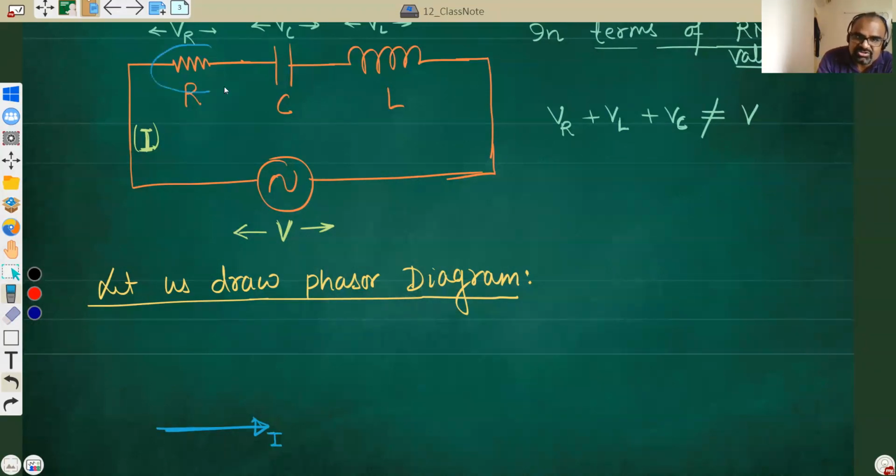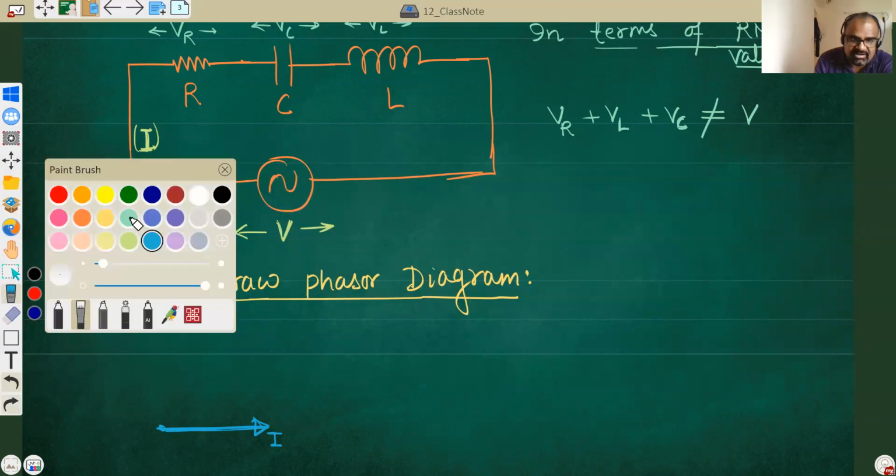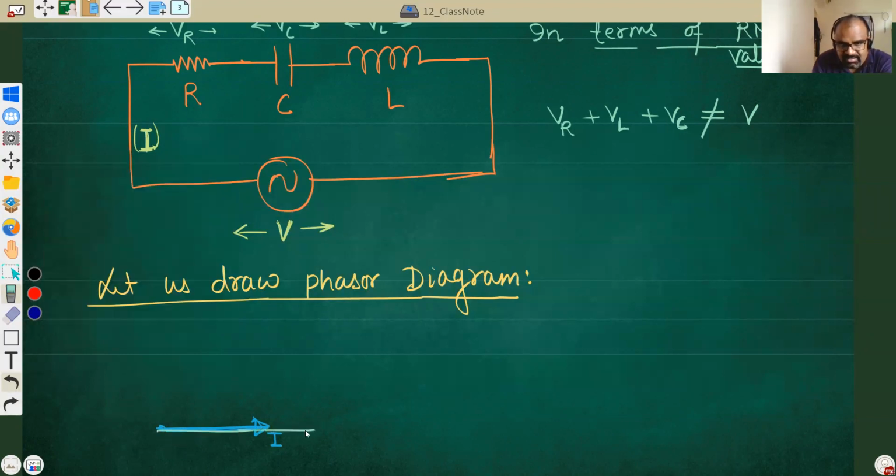Now let's focus on the resistor. Voltage across the resistor and current through the resistor are in the same phase. So if this is the current phasor, then this will be the VR phasor. I will draw the VR phasor in a slightly different color. So this will be the VR phasor, and its value will be I into R.